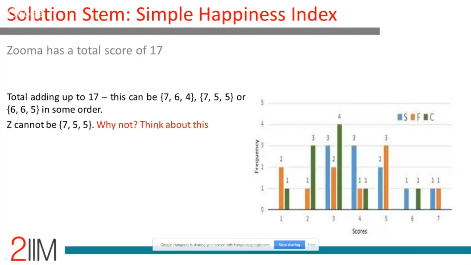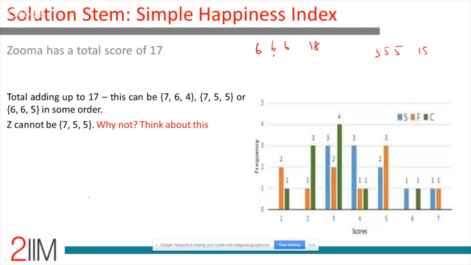Zuma has a total score of 17. Now, you have to add up to 17. So think about this. 6 plus 6 plus 6 is 18, so they're very close to averaging 6. If you have a 6, you cannot have three 5s. 5 5 5 adds up to only 15. So the highest could be 7 or the highest could be 6. Let's think about both. Highest cannot be 5.